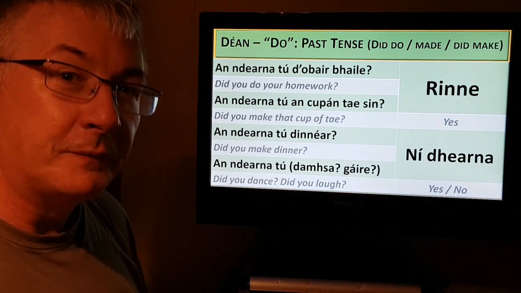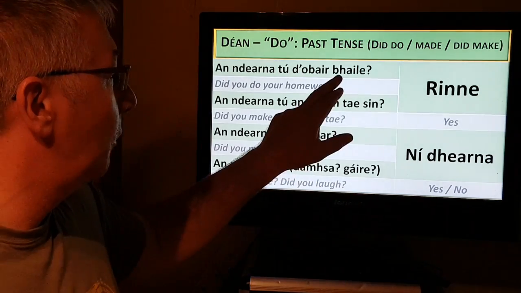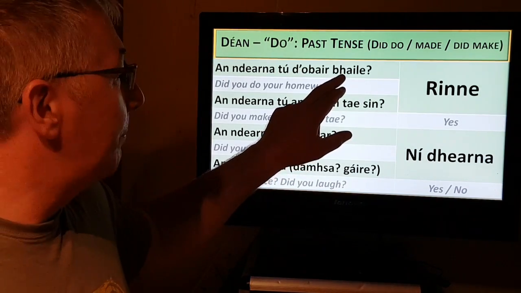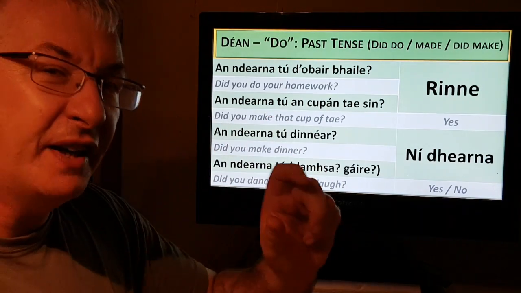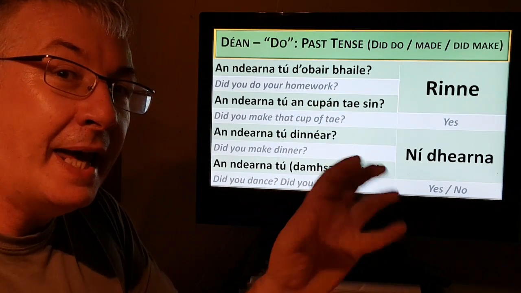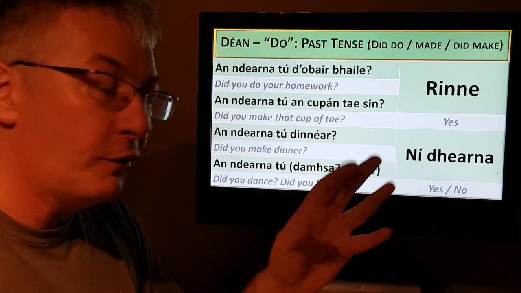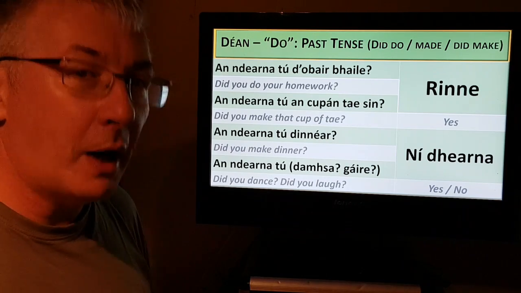Yarna to dubber walla. Did you do your homework? Dubber walla, and that there gets a w sound. A bh with an I or an E will get a v sound, but a bh surrounded by an a or an o or a u, which are broad vowels, will get a w sound. Dubber walla. Yarna to dubber walla, okay?